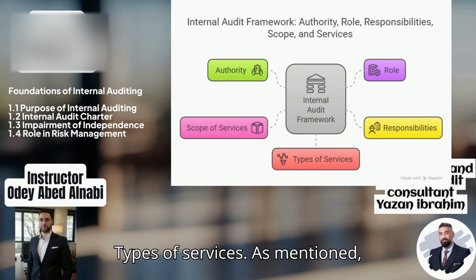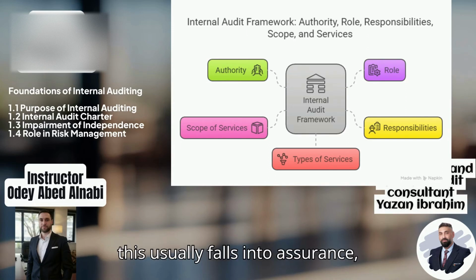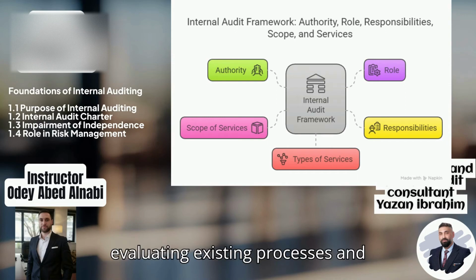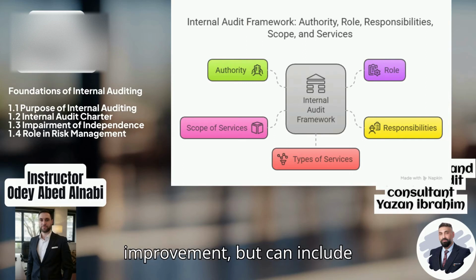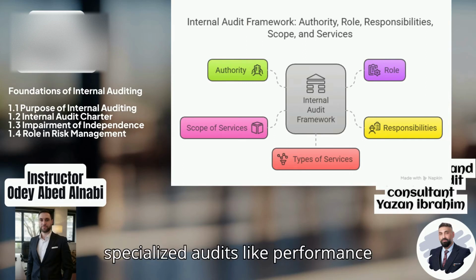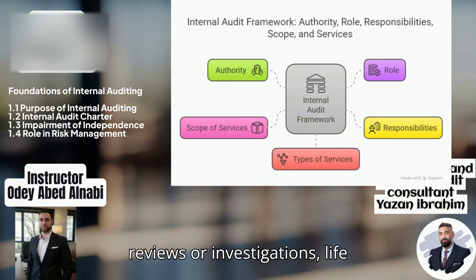Types of services. As mentioned, this usually falls into assurance, evaluating existing processes, and advisory, providing recommendations for improvement, but can include specialized audits like performance reviews or investigations.